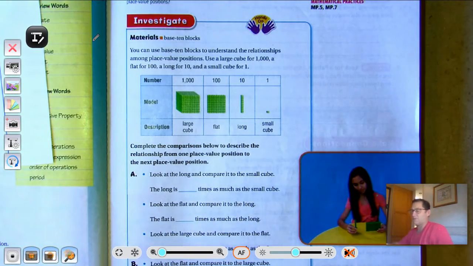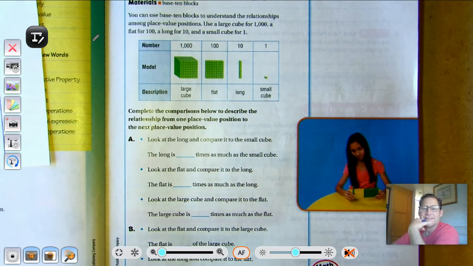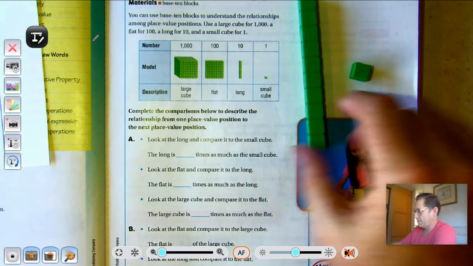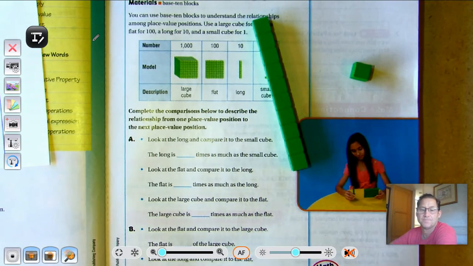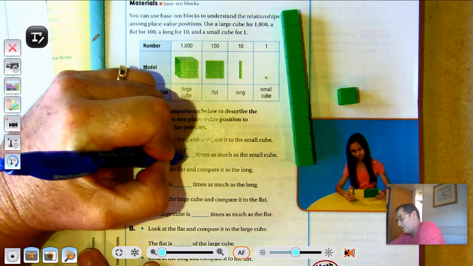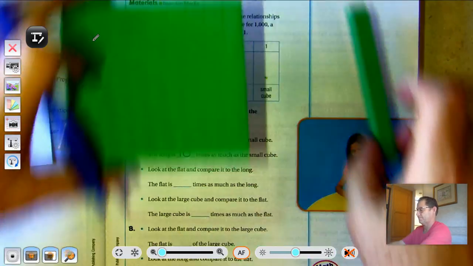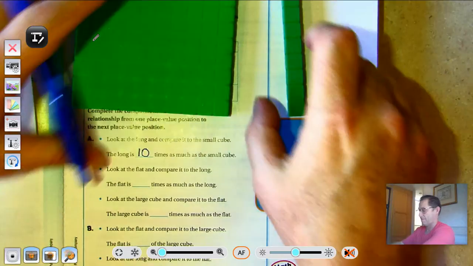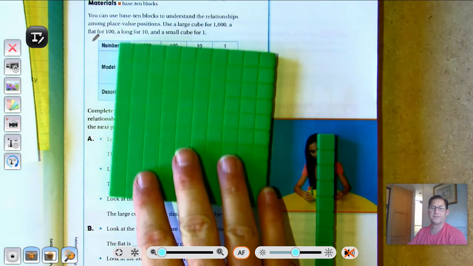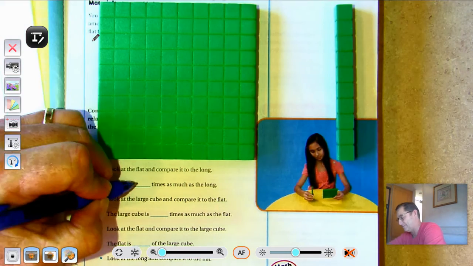Okay, so let's keep those pieces of information in mind here as we look through some of this. So look at the long and compare it to a small cube. The long is how many times as much as the small cube? It's 10, right? We talked about that. So the long is 10 times as much as the small cube. Look at the flat and compare it to the long. How many times bigger is the flat than the long? 10 times.